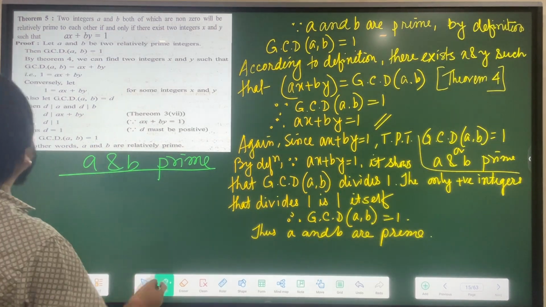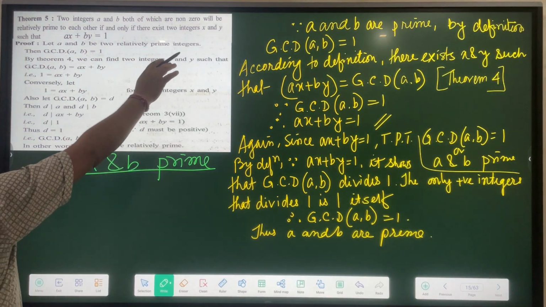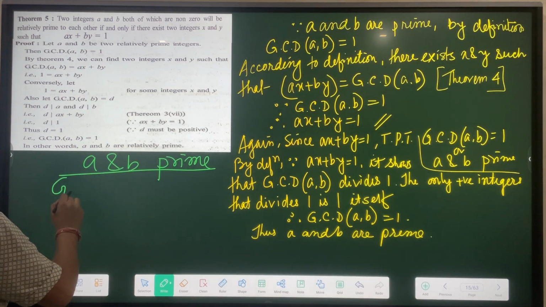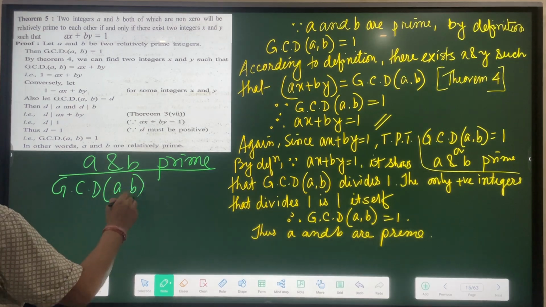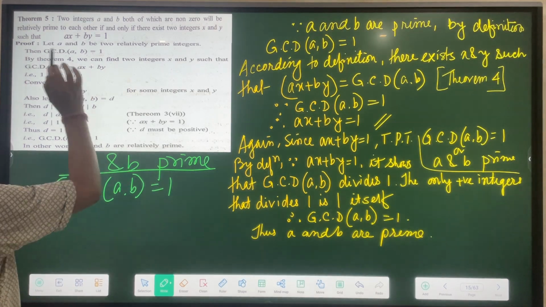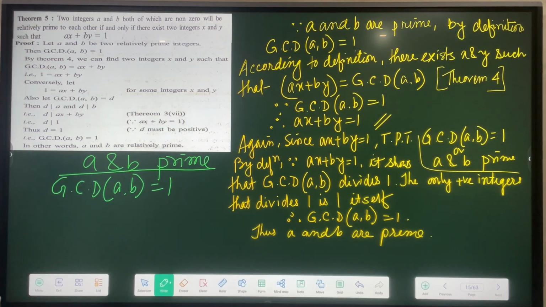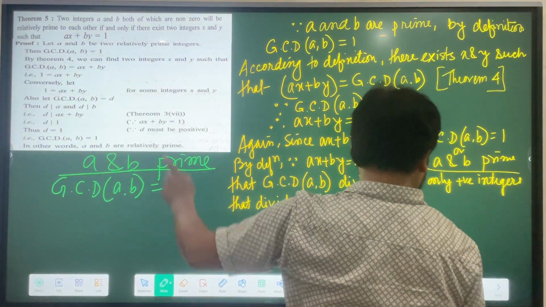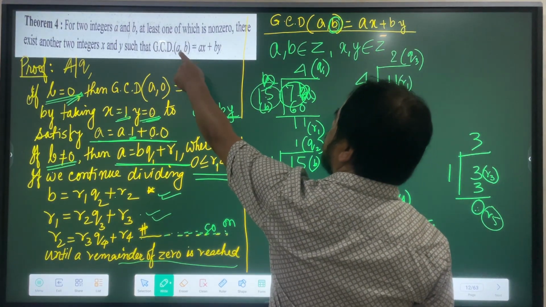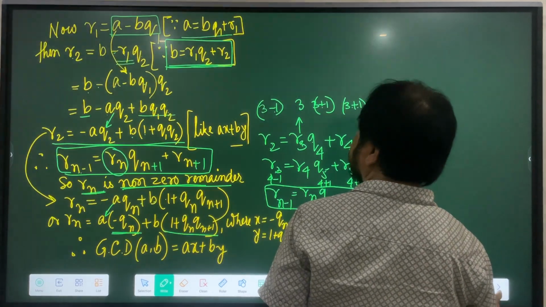Conversely. So here it is given in the book, the proof is given. Let A and B be two relatively prime integers, so GCD of A, B equals 1. This one we have got already. GCD of A, B will be 1, the greatest common divisor of A and B, because both are prime. By theorem 4, we can find two integers x and y such that GCD of A, B equals ax plus by. So theorem number 4 is applied here. Theorem number 4: GCD of A, B equals ax plus by, for any two integers A and B.